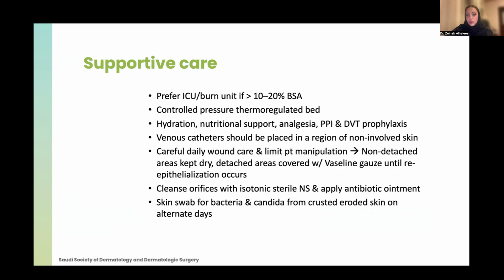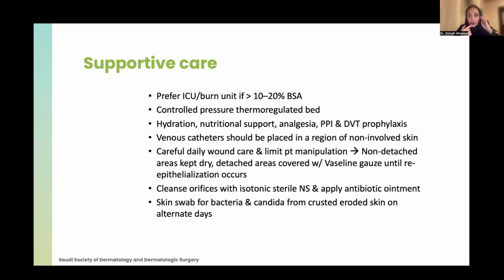You want to give them controlled pressure, thermoregulated bed, hydrate with IV fluids, nutritional support, analgesia, PPIs, DVT prophylaxis, all of that is super important. Venous catheters should be placed in a region of non-involved skin. You want to do careful daily wound care and limit patient manipulation, and we'll always write that in the chart for the nursing team. We want to keep the non-detached areas dry, and detached areas should be covered with Vaseline gauze until reepithelialization occurs, which occurs around 2 weeks.